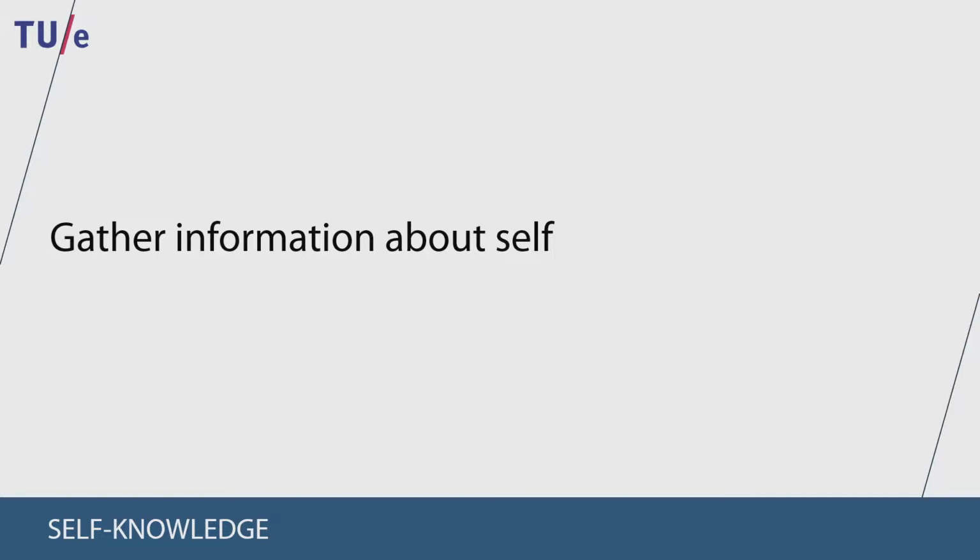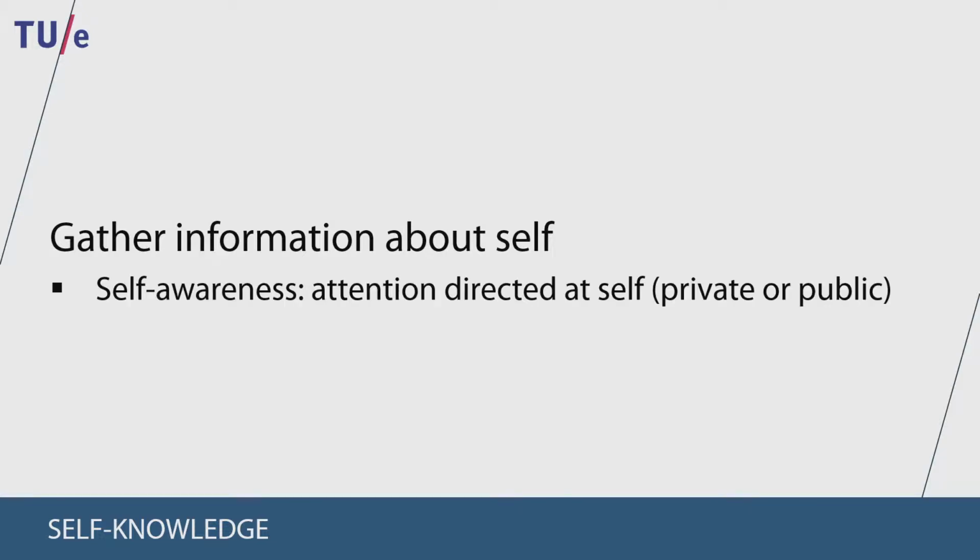Self-knowledge, also called self-concept, is related with gathering information about yourself. Several concepts are important for this information gathering. The first one is self-awareness, which refers to the attention people direct towards themselves. Here, it is important to distinguish between private and public self-awareness. Private self-awareness refers to looking inward on the private aspects of self, including emotions, thoughts, desires, and traits. Public self-awareness refers to looking outward on the public aspects of self that other people can see.